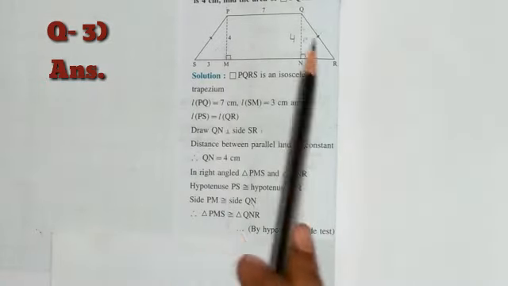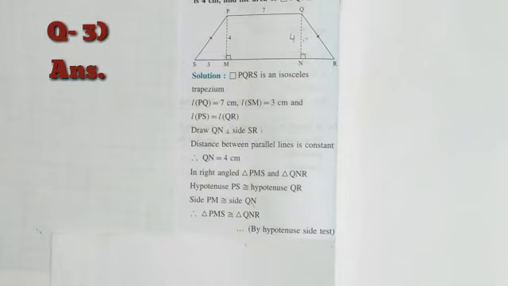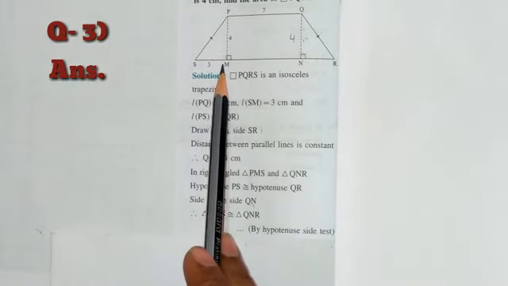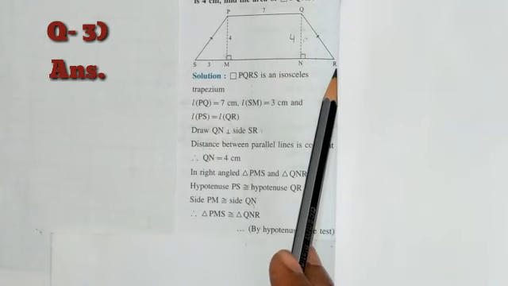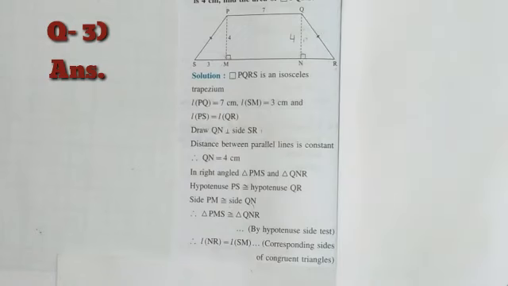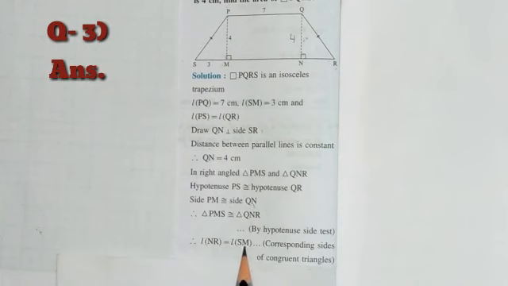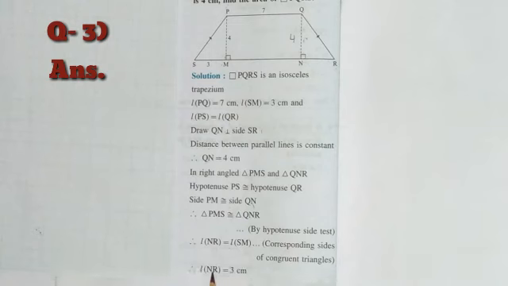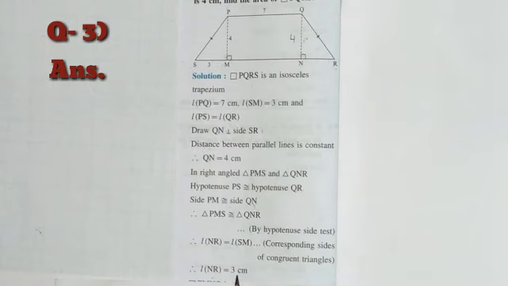So students, as both the triangles are congruent to each other, on the basis of the same information, if SM is 3 centimeter, then NR will also be 3 centimeter because of the congruent sides of the triangles. So we have to write it this way: length of NR is equal to length of SM. And we can give the reason, that is corresponding sides of congruent triangles. If SM is 3 centimeter, then therefore length of NR is also 3 centimeter. Got it, students?